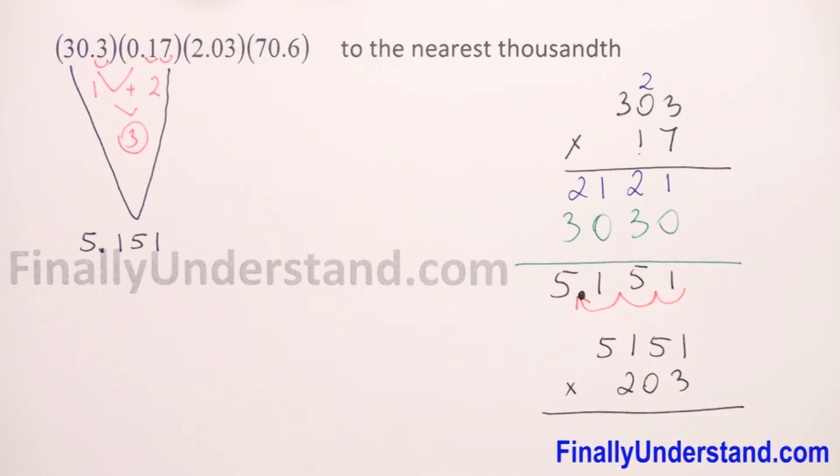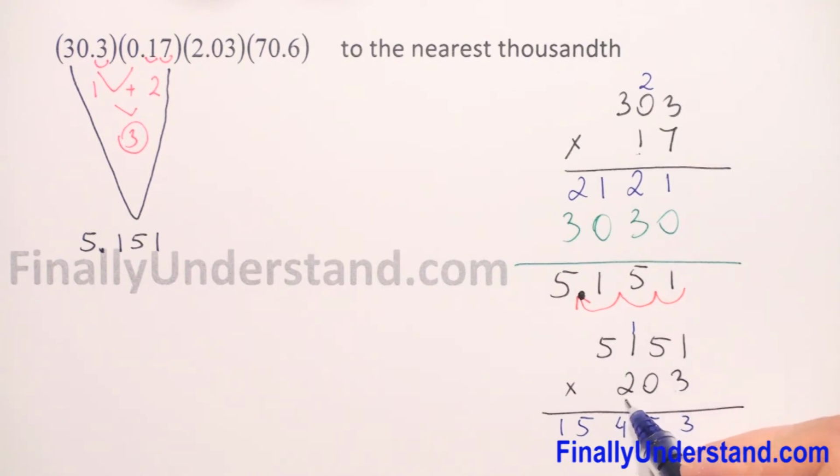So we have 3 times 1 is 3. 3 times 5 is 15. So we have 5, and 1 we add to the next column. So 3 times 1 is 3 plus 1 is 4. 3 times 5 is 15. And when we multiply times 0, every number will be 0, so we don't have to do it.